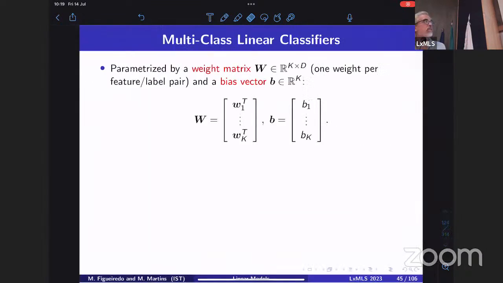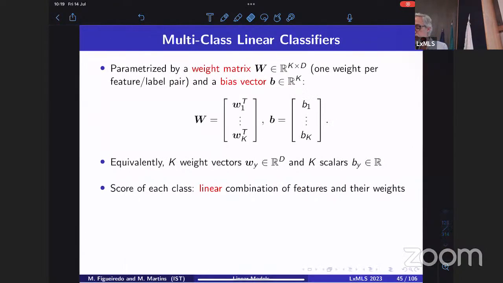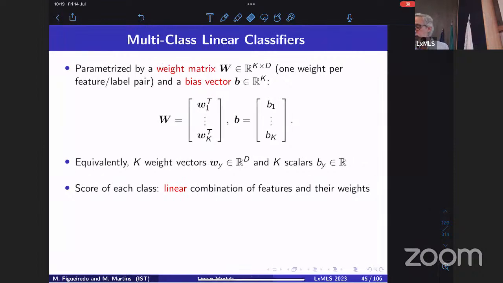So what changes? Now, instead of a weight vector, we have a weight matrix, one weight vector per class. And we don't have one bias term, b, we have a vector of bias terms, one per class. Equivalently, it's K weight vectors of dimension D and K scalars, one per class. So now the score of each class is a linear combination of the features. The features are always the same, and their weights differ.